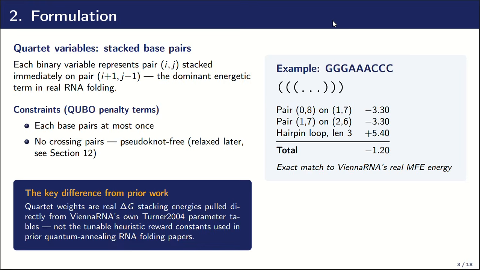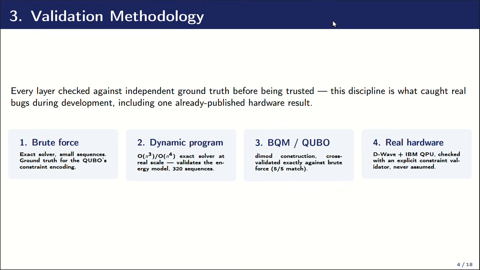So coming to the validation methodology, this is really about how I approach the whole project, not just one component. Every layer, brute force, dynamic programming, the QUBO itself, real hardware, got checked against an independent source of truth before I trusted it, not just checked once and moved on, but checked every time something changed. That discipline is the reason this whole project is defensible. It's also literally what caught the two bugs I'm about to walk through, including one that had already made it into a hardware result I had published.